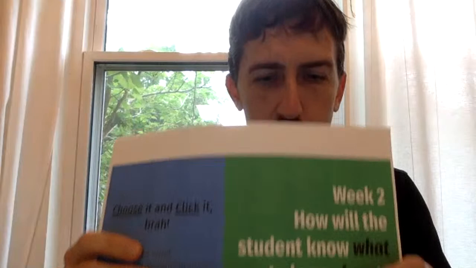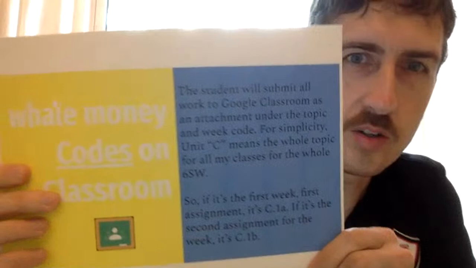Okay, so the Google Slides and the nine grid student choice board, I'm going to run through these. So on Google Classroom, you would have seen this. No, you wouldn't have seen that first. You would have seen this first, Whale Money Talks on the YouTube. As you clicked that, you got to this video, I imagine, if you weren't already subscribed. And you went to this page, Whale Money Codes on Classroom.